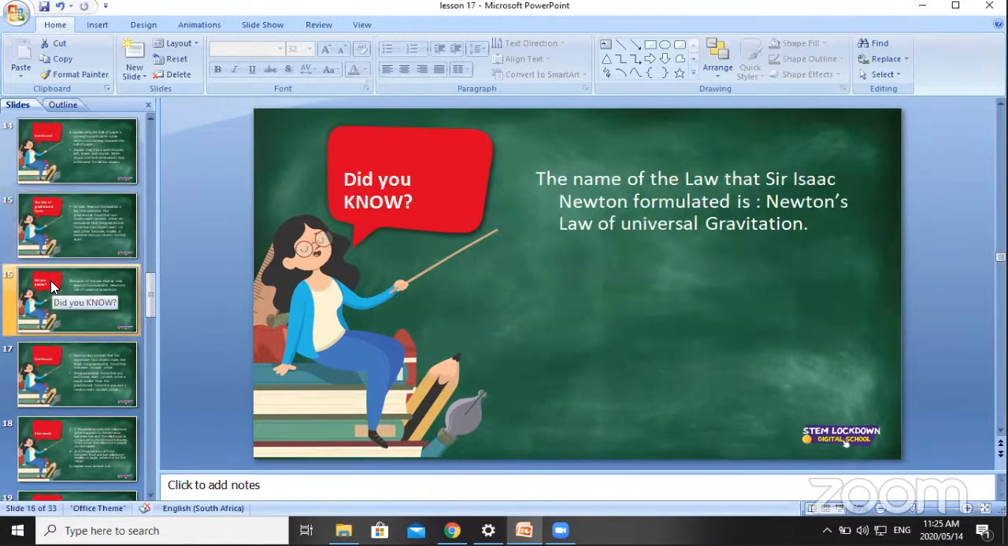Did you know the law that Sir Isaac Newton formulated is known as Newton's law of universal gravitation? This law, Newton's law of universal gravitation, you will deal with it until you finish your doctorate in physics. It will never change. It's Newton's law of universal gravitation. I hope one day we'll have your law as well.